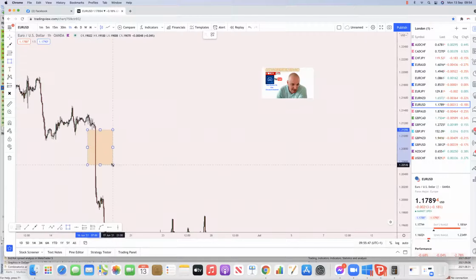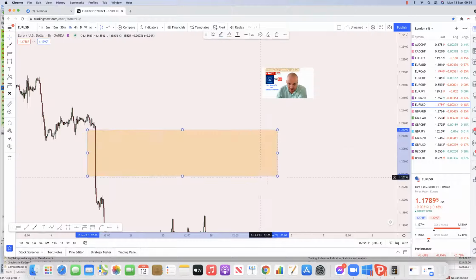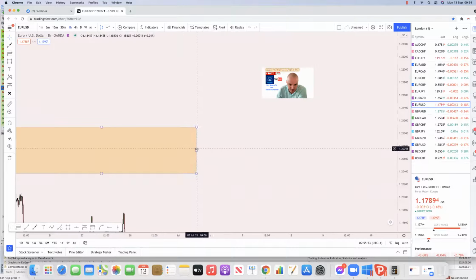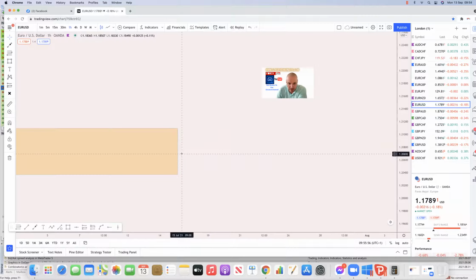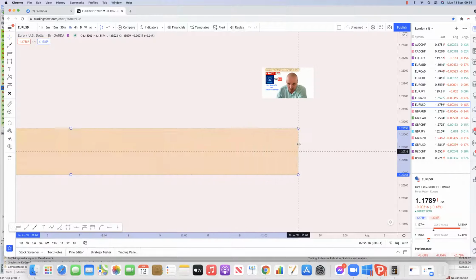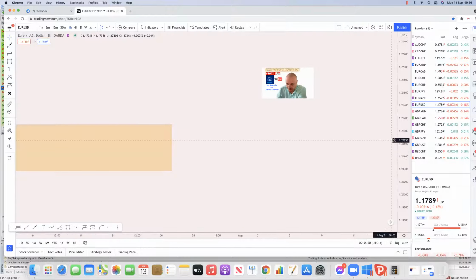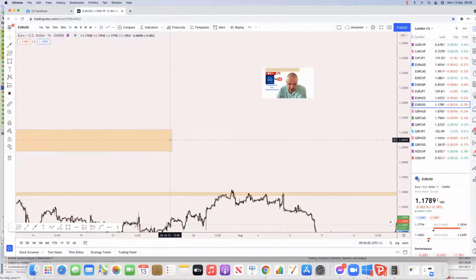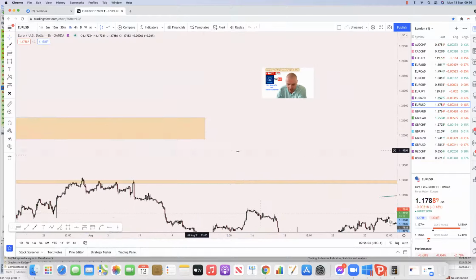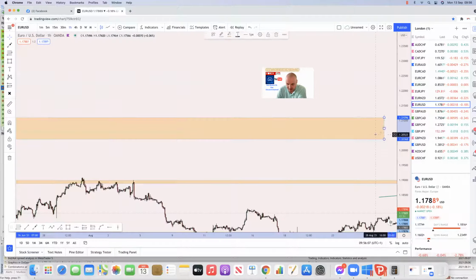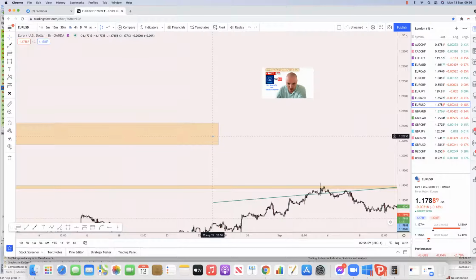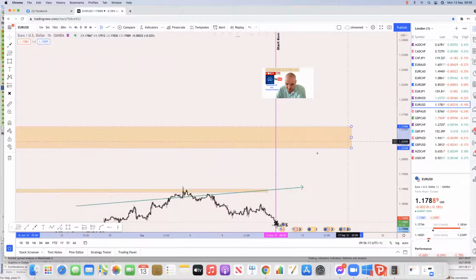So from that wick there down to that wick there, a lot of inefficiency. There's a lot of sellers in control there. It needs to come back to rebalance. It's got to come back and rebalance itself in time. So again, we work heavily on structure points and things like that. We just move this out. This could be something to look for in the future.